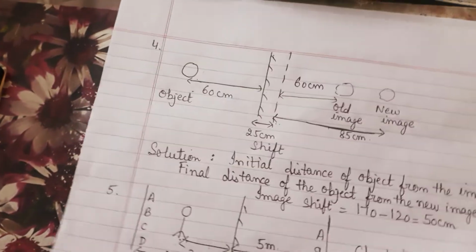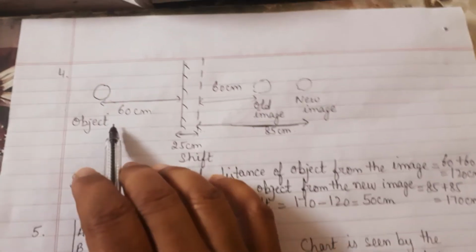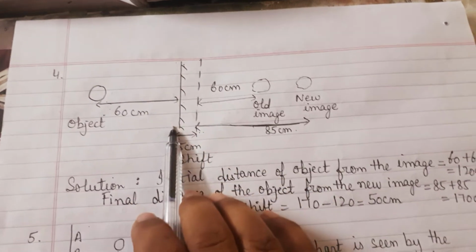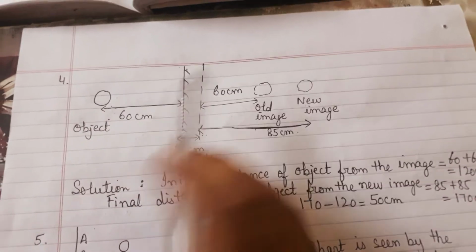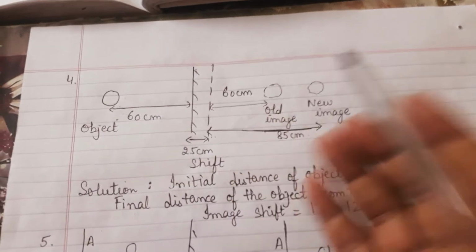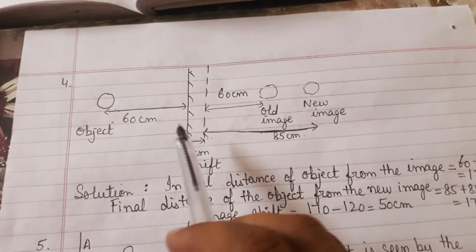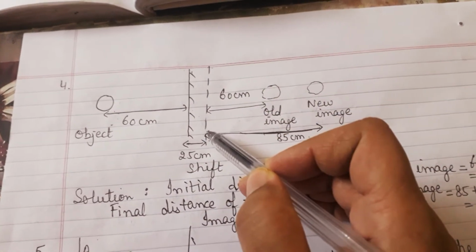In the fourth numerical problem, it is slightly tricky. It has been given that an object is placed at a distance of 60 centimeters from the mirror. So I have drawn the mirror. This is the object. The object distance is 60 centimeters. So it's understood that the image will also be formed at 60 centimeters. But there's more to it. Now what they are saying, the mirror is now shifted. Now I have drawn the new position of the mirror with the help of a dotted line.